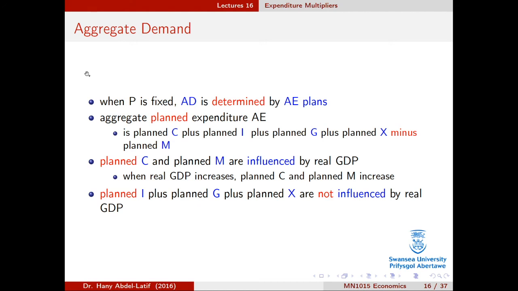And as we said before, 2 of these components are influenced by GDP. These 2 are C and M. Consumption and imports are influenced by the real GDP. Meaning when real GDP increases, that will increase planned consumption and planned imports. But the other 3 components are not influenced by GDP. What are these 3 components? Investment, government expenditure, and export. So these are not influenced by real GDP.